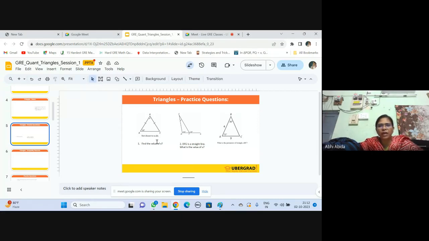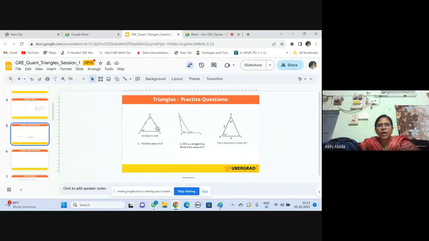By seeing the figure, we can clearly say that this line, the small line, is showing that it's an isosceles triangle. Two sides are equal. So if two sides are equal, then two angles also will be equal, right? If two sides are equal, then two angles also will be equal. So if one angle is 50, another angle also will be 50.